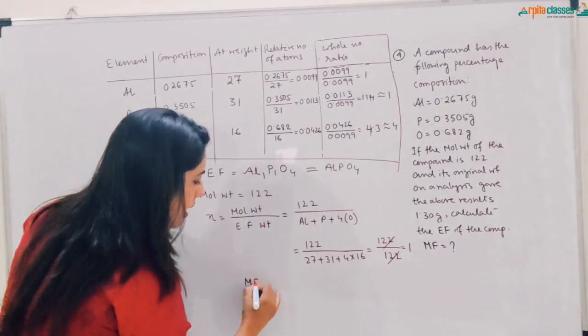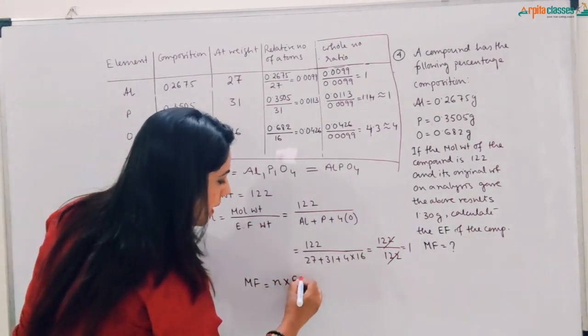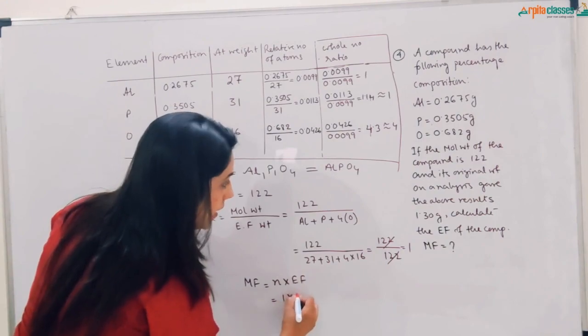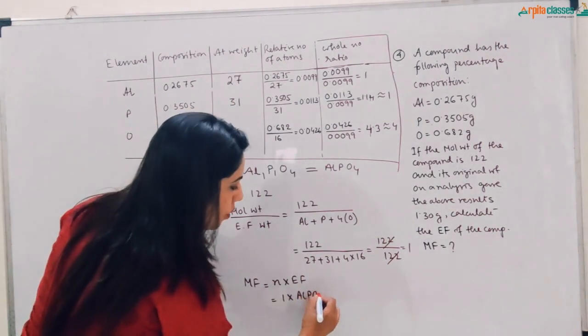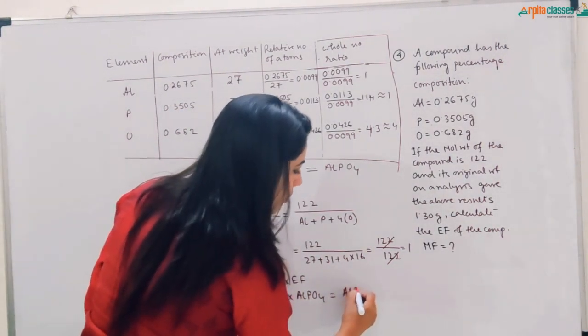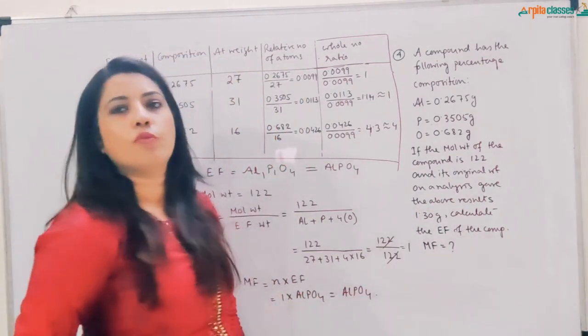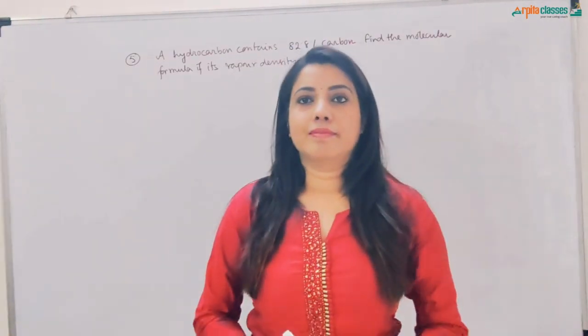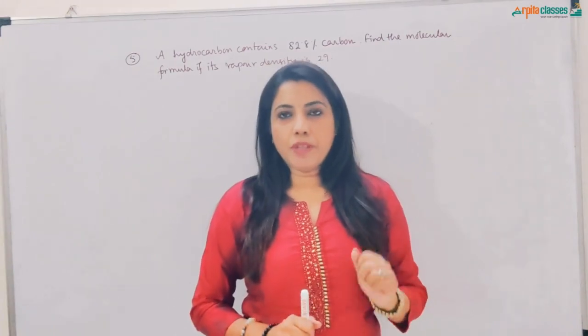Therefore molecular formula is equal to N into empirical formula. That is 1 into empirical formula AlPO4. So finally the molecular formula is AlPO4. Let us proceed to the next question.